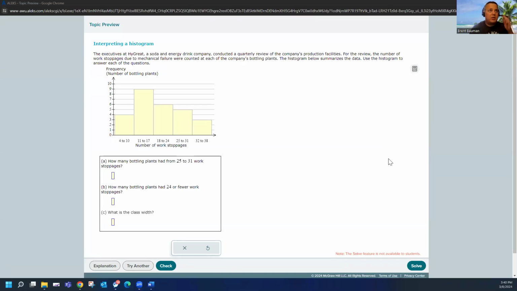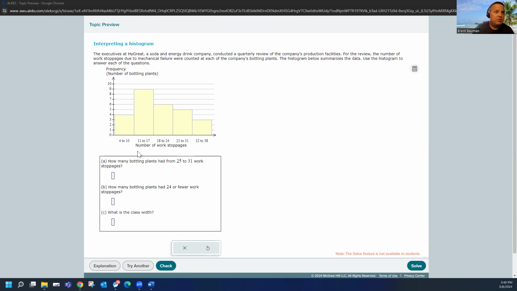Hello, class. I wanted to go ahead and go over interpreting a histogram. So we work in class and in the DQs and major assignments on creating these, but we don't really read them for what they have to give us. So we'll go over that real quick and just make sure you understand what's going on.